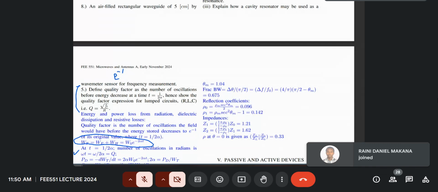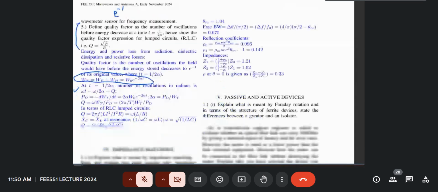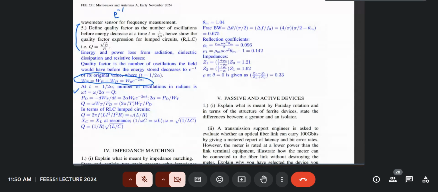Then you just replace that t, because at that point we're defining Q, t is equal to 1 over 2 alpha. So we can see already that Q is equal to omega over 2 alpha. But again, you may want to define that 2 alpha, which we have seen, dWt over dt gives us PD over Wt. So if you replace that, then you have the definition for Q, quality factor, which we know, omega times WT over PD.